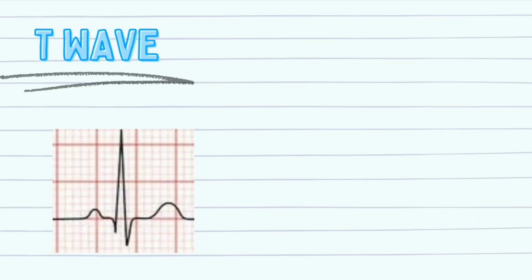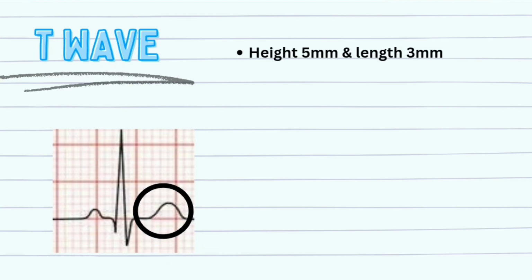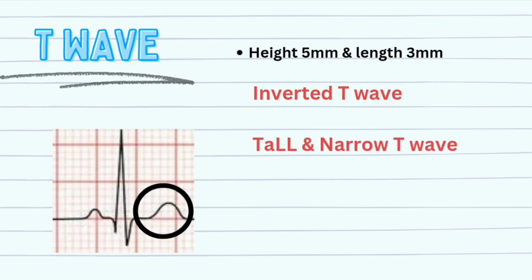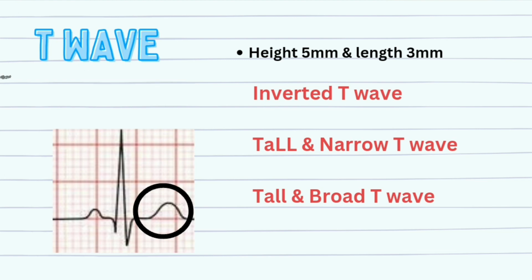T wave usually has a height of 5 mm and length 3 mm. Inverted T wave is seen in ischemia and MI. Tall and narrow T wave in hyperkalemia. Tall and broad T wave in MI before ST elevation. Flat T wave in hypokalemia.